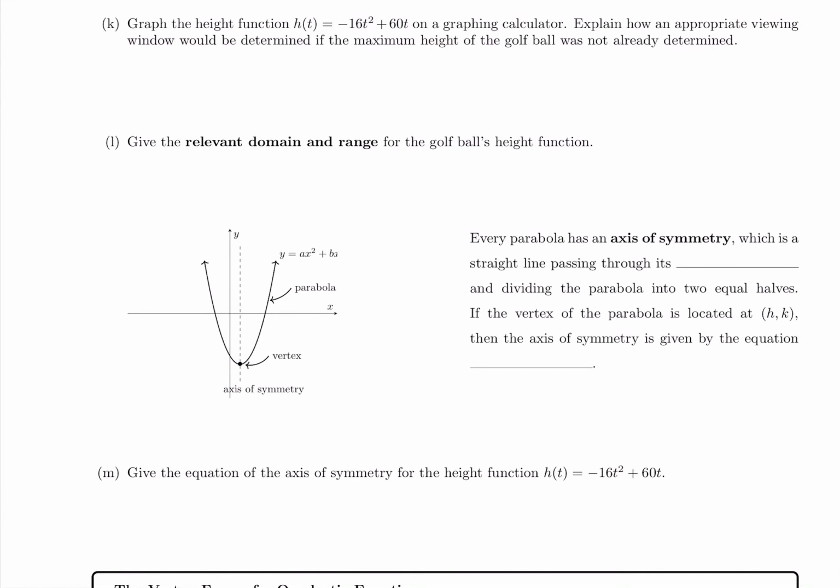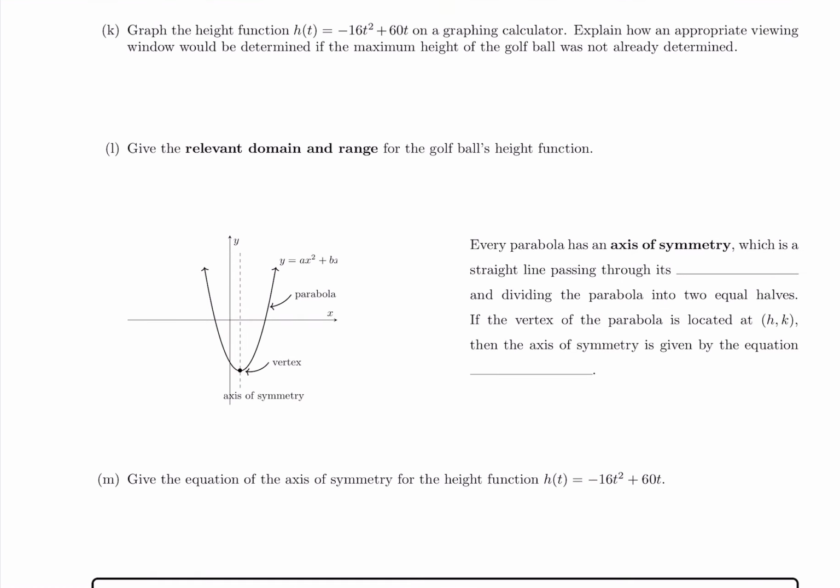So we're continuing on with this golf ball function. Now we're going to find some more information. We're going to grab our graphing calculator and find the domain and range. So I'm going to use the y equals button on my calculator and type in -16 times x squared plus 60 times x and then hit graph. So I need y equals at the top left and graph at the top right to get an idea of what this parabola looks like.